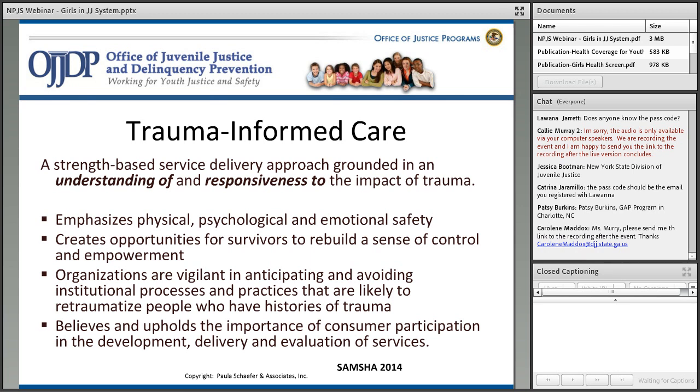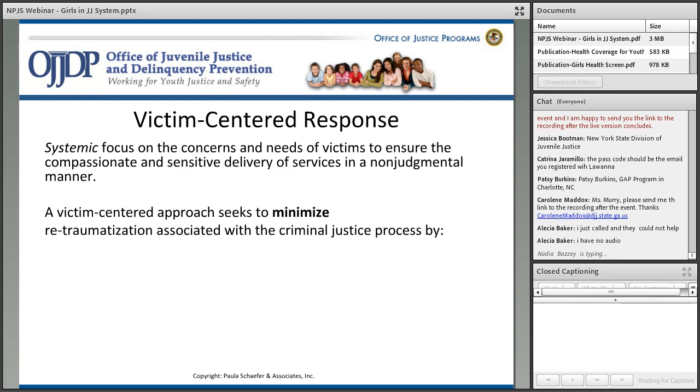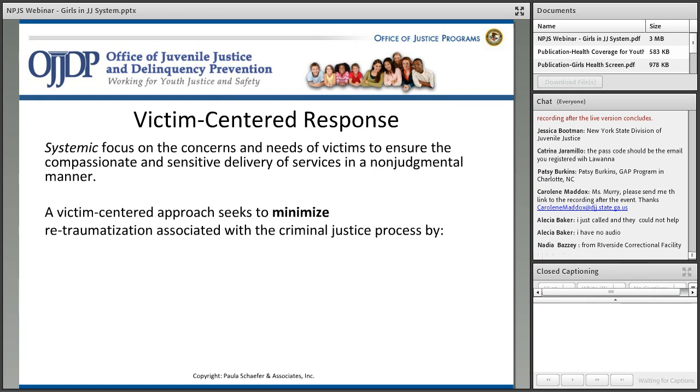So we're talking really about how do we include girls at every step of the way of our services, in terms of program development, delivery, and evaluation, so that we can provide a really good victim-centered response, which is a systemic focus on the concerns and needs of victims to ensure the compassionate and sensitive delivery of services, and this is key, in a non-judgmental manner. I think it's fair to say that we are very judgmental and sometimes even hostile in the juvenile justice system about girls who end up in the system, particularly girls of color.